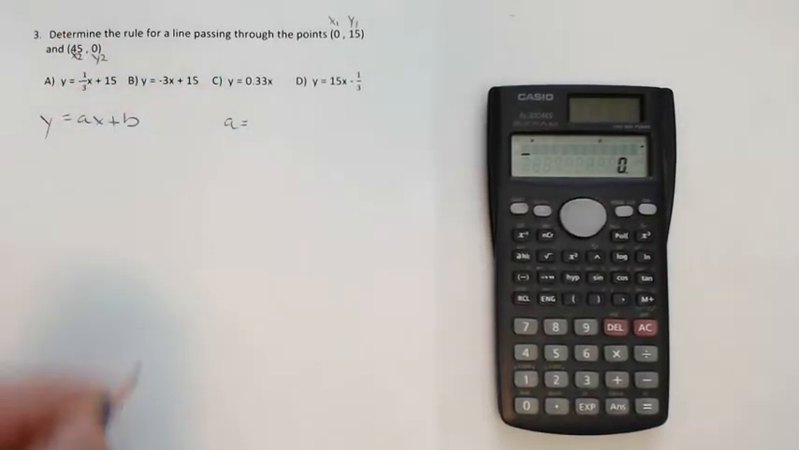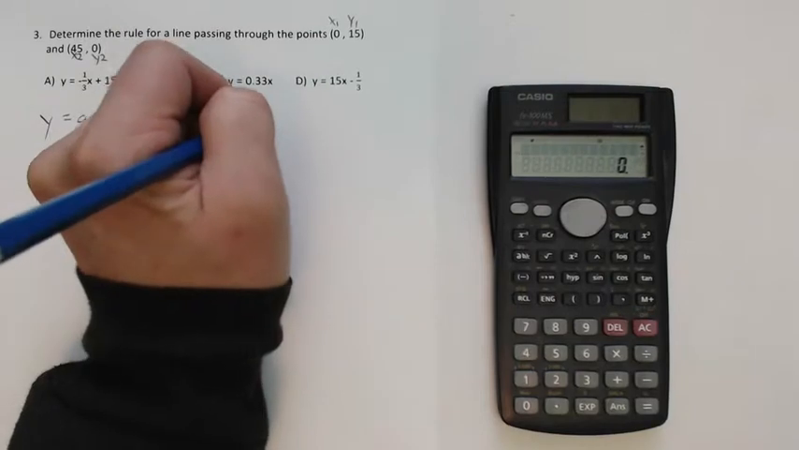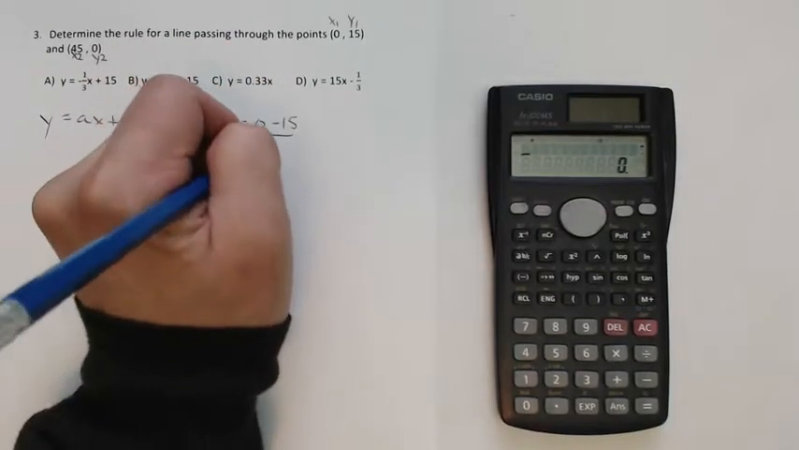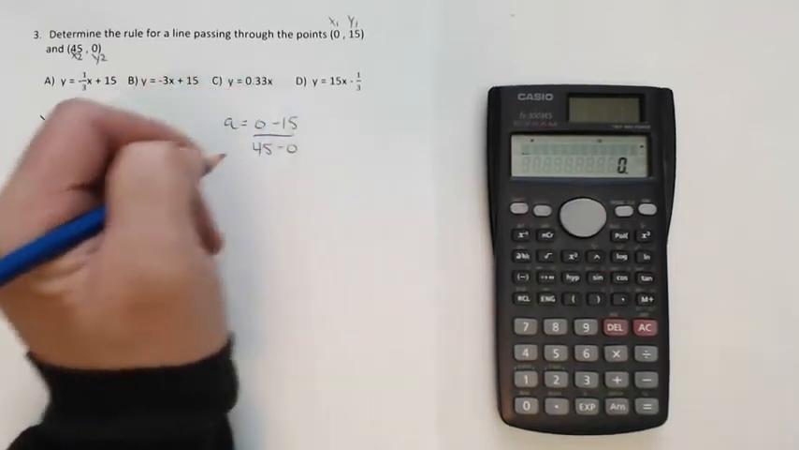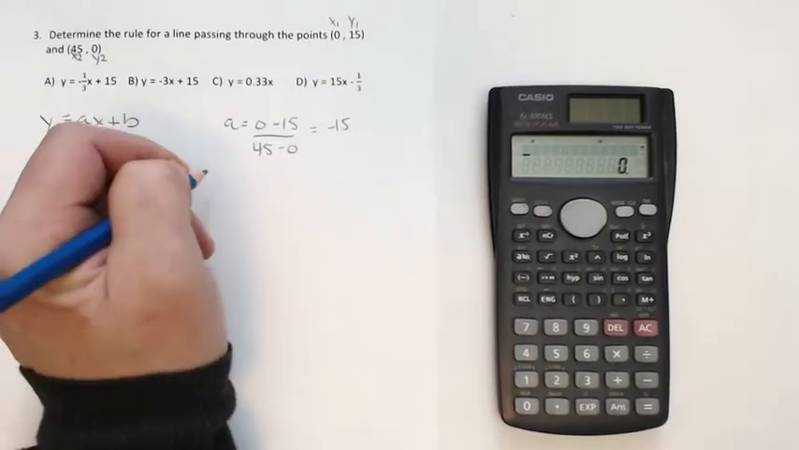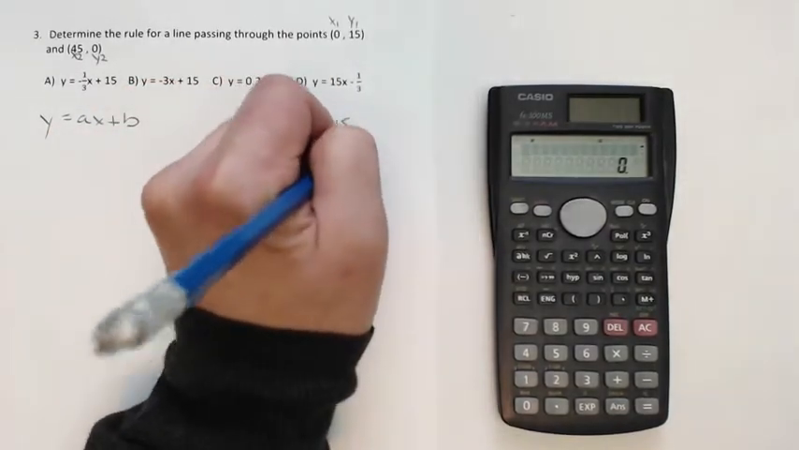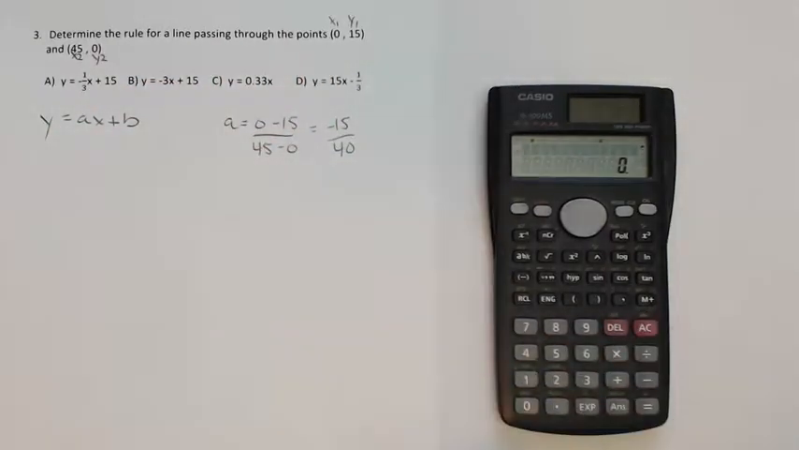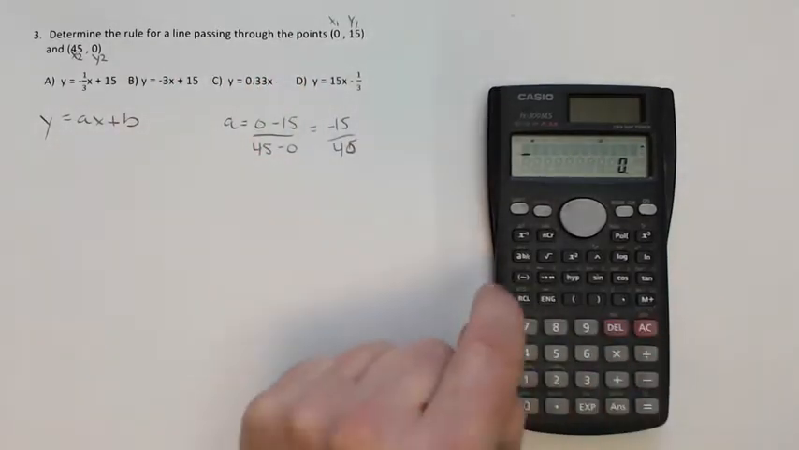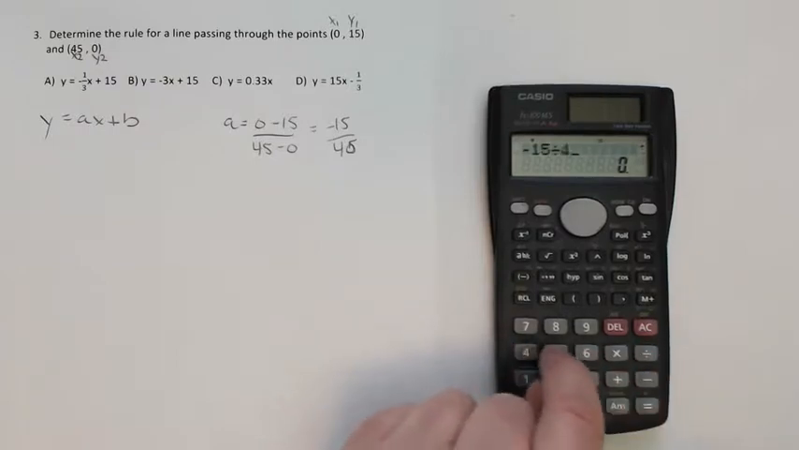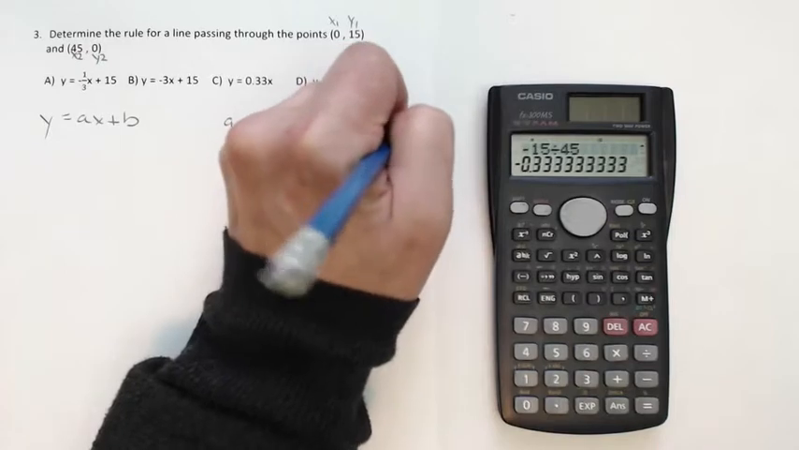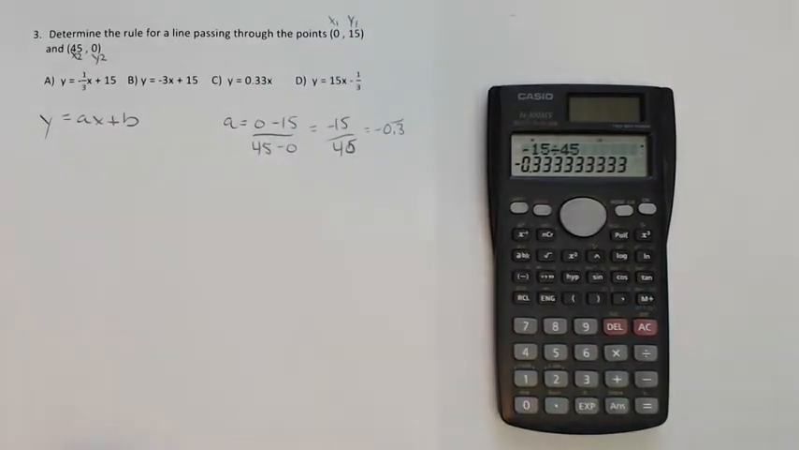So a is equal to y2, which is 0, minus y1, which is 15, divided by x2, which is 45, minus x1, which is 0. 0 minus 15 is negative 15, and 45 minus 0 is 45, so negative 15 divided by 45, oops, little typo there, negative 15 divided by 45 is going to be equal to negative 0.3 repeating.